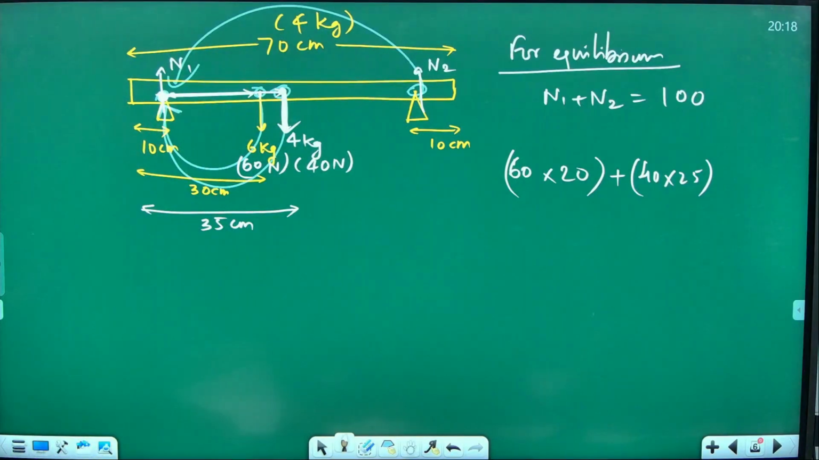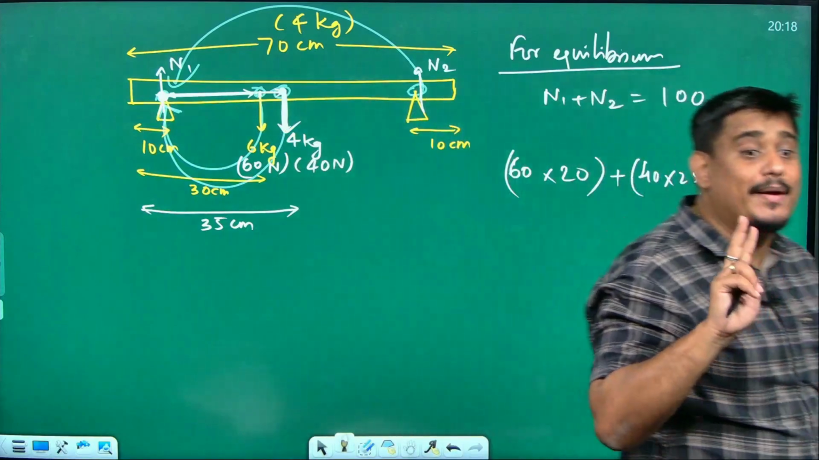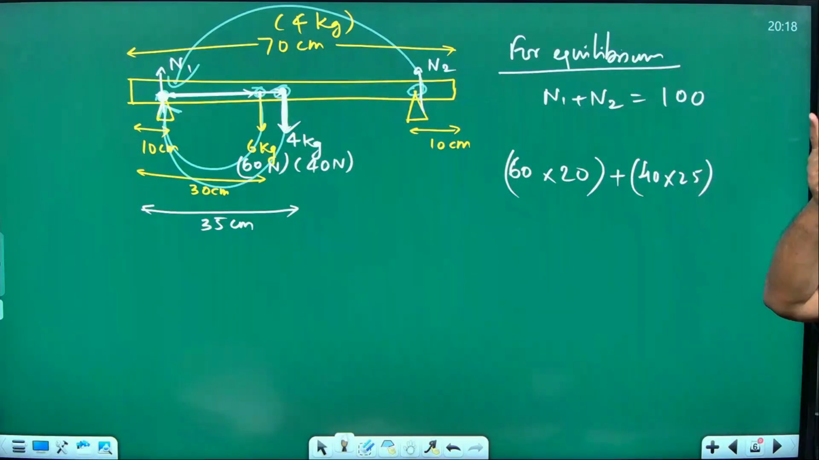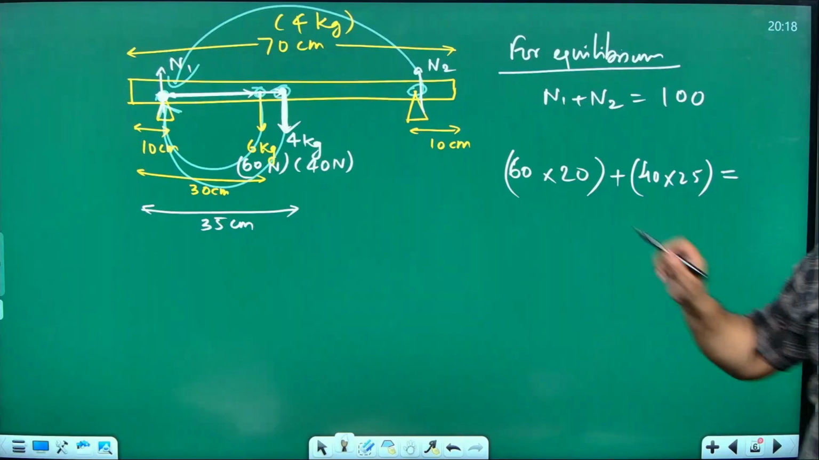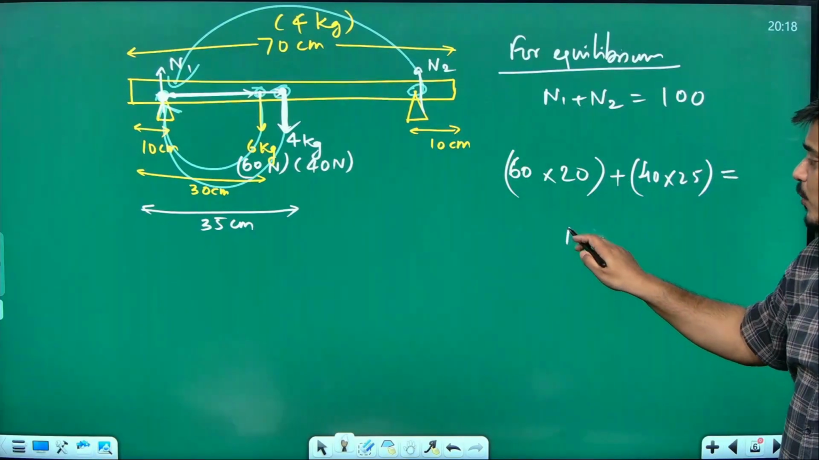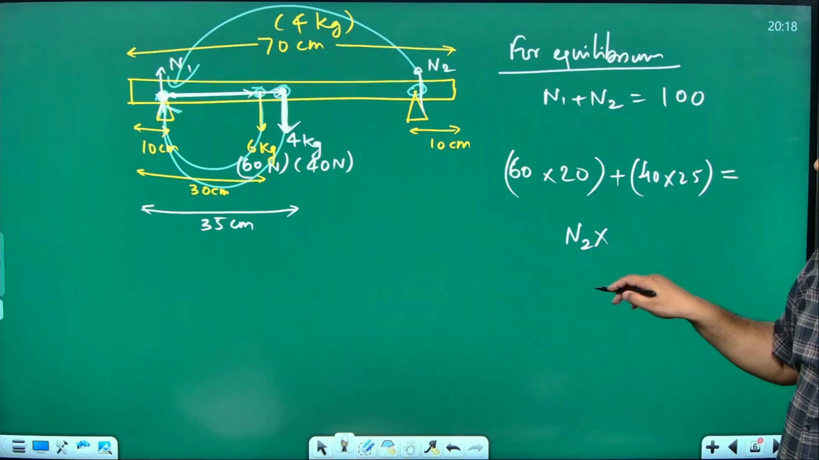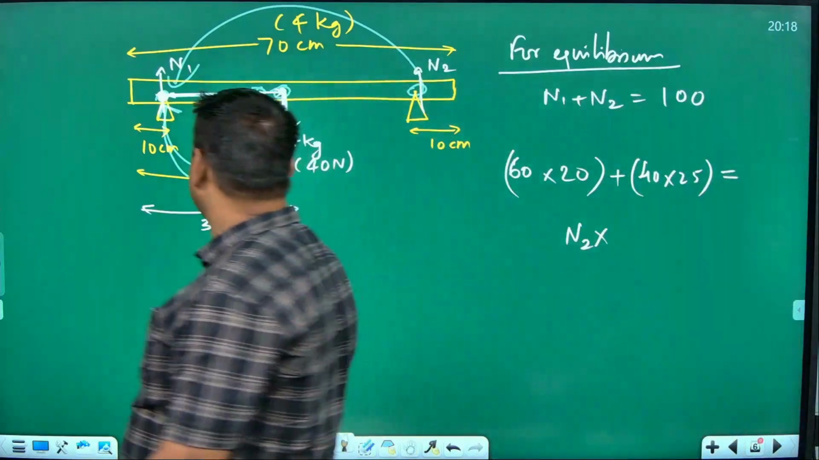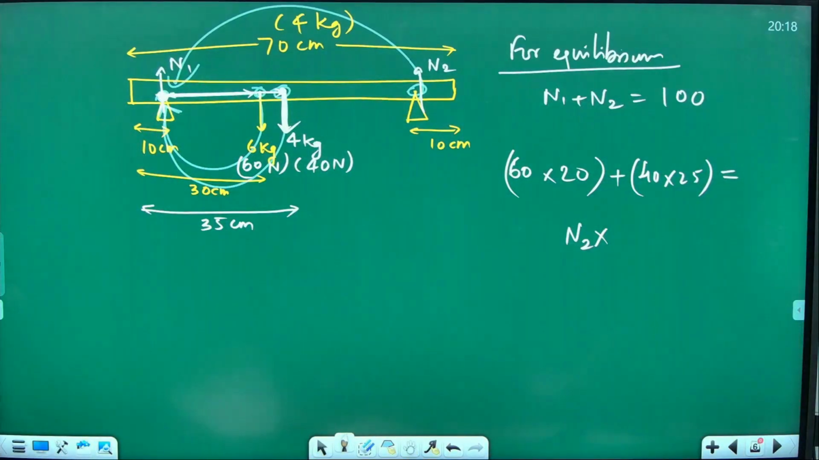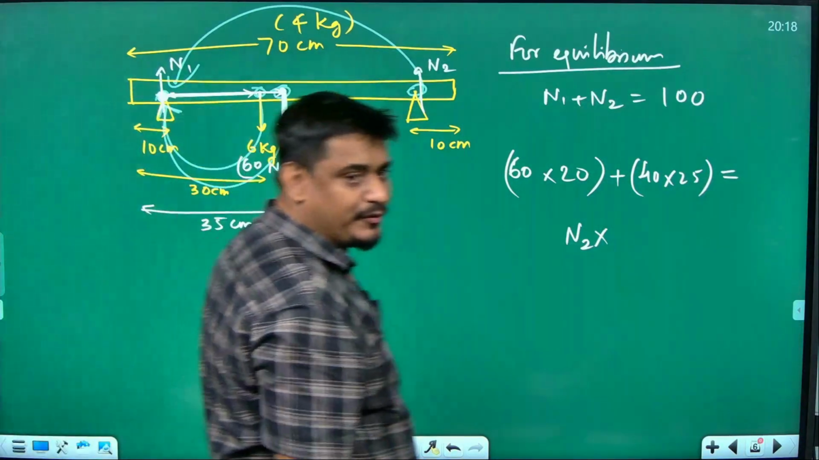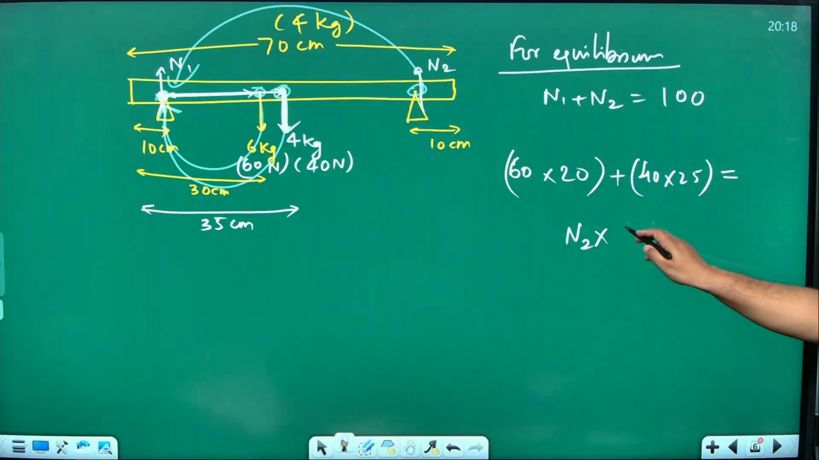Yes, sir. These two are what moments? Clockwise moment. This must be equal to what? Anti-clockwise moment. What is anti-clockwise moment here? N2 into what? From here to here, what is the distance? Find. 50. Yeah, 50, because 10 subtracted, it will become 50. Correct. Now you solve this, you will get the answer.